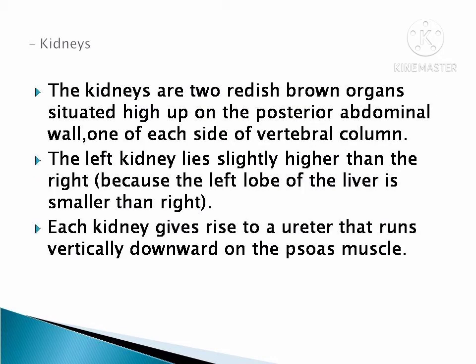Kidneys. The kidneys are two reddish brown organs situated high up on the posterior abdominal wall, one on each side of vertebral column. The left kidney lies slightly higher than the right because the left lobe of liver is smaller than the right. Each kidney gives rise to ureter that runs vertically downward on the psoas muscle.